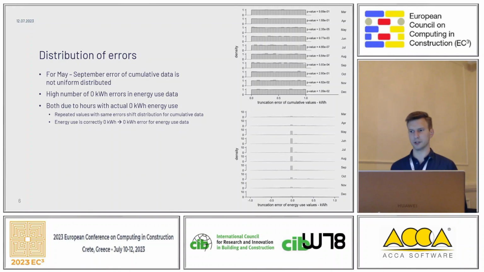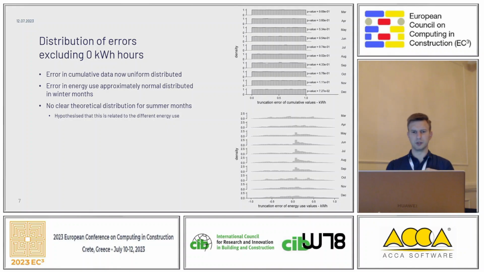What happens if you have no energy use over several hours is that you have repeatedly the same value transmitted. That means you have repeatedly the same error in the cumulative data. That shifts the error distribution away from a uniform distribution, while these repeated measurements still have no error in the energy use data, right? Because any repeated same value has a difference of 0, and this is what we would also expect in the actual data. We could also prove that very easily by simply removing all the hours where we have no energy use in the high resolution data, and then we can see that all the errors in the cumulative data, as expected, follow a uniform distribution.